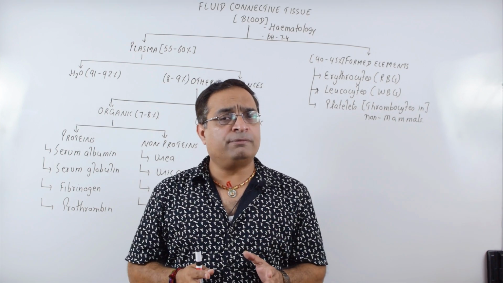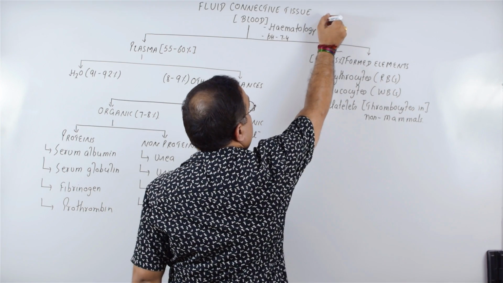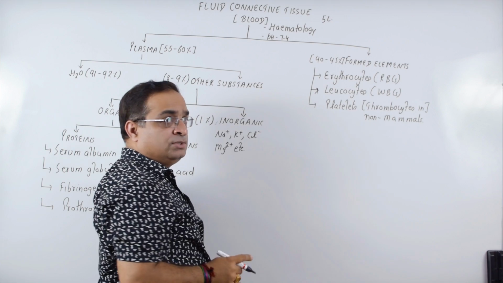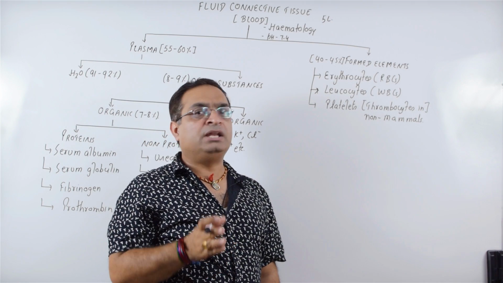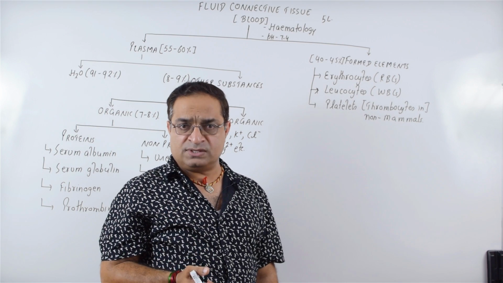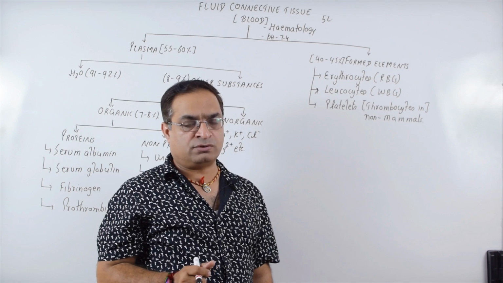The volume of blood in humans is 5 liters. So there is 5 liters of blood in a healthy average adult human. In case of males, we say 5 to 6 liters. In case of females, it's 4 to 5 liters. So on an average, 5 liters of blood.